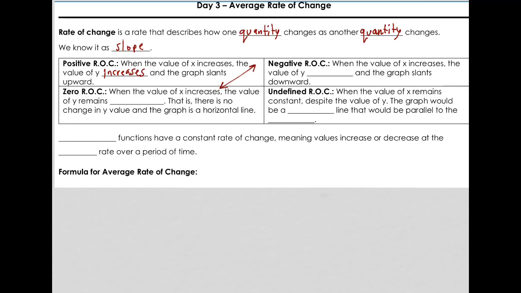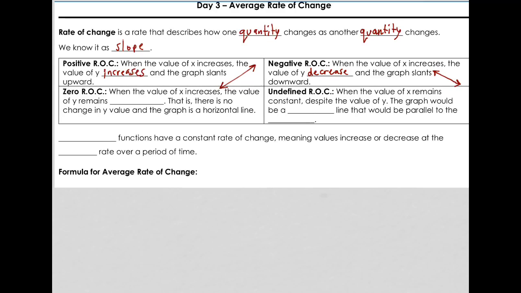Continuing to negative rate of change, when the value of x increases and the value of y decreases, and the graph slants downward. So again, from left to right, that would be going down. I'm drawing a linear line, but you can have a rate of change on other functions like exponential, quadratic, whatever, right?